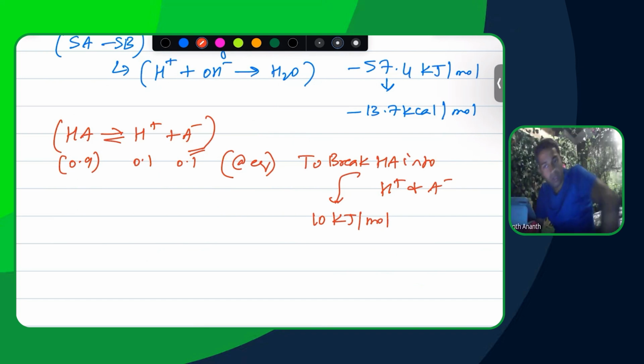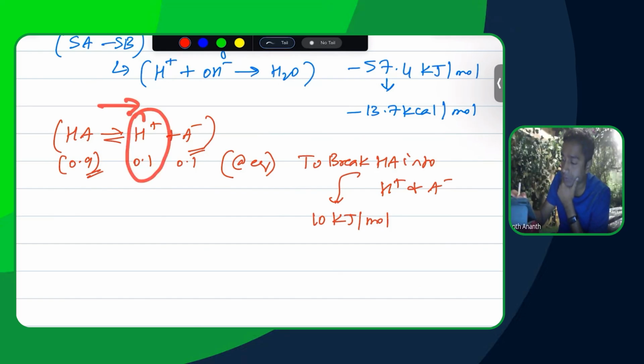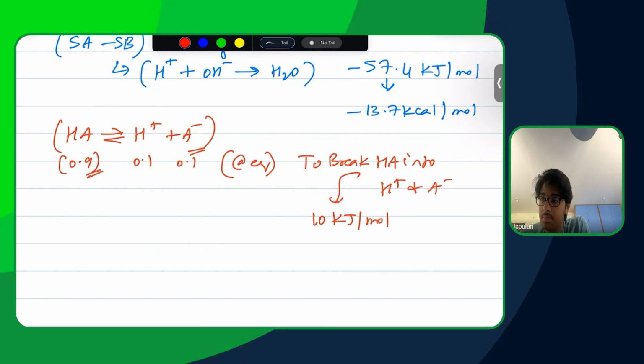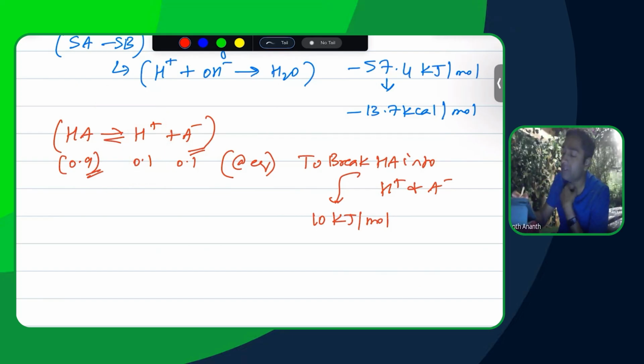In the equilibrium itself, it is already broken up to 10%, but another 0.9 is not broken. So if I add a strong base, what will happen? That will consume this H plus. As it consumes this H plus, this reaction moves forward more and more, which means as the neutralization happens, this dissociation is also going to be happening. The leftover dissociation will happen.